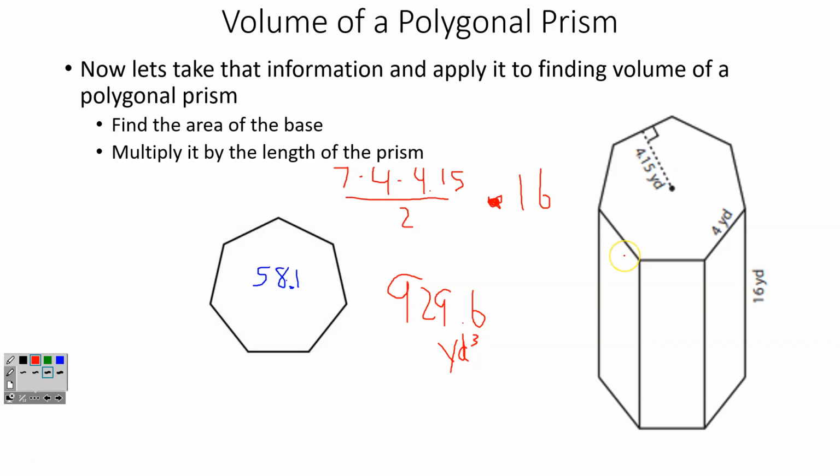Now, with polygonal prisms, your numbers are probably going to be quite a bit larger than you're used to, but that's okay. Just make sure that you follow all the steps. Number of sides times the length of a side times the apothem divided by 2 times by the height. And there we go. So that's what we're going to be practicing today.